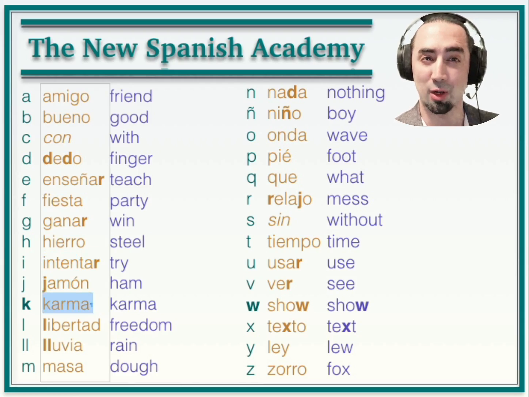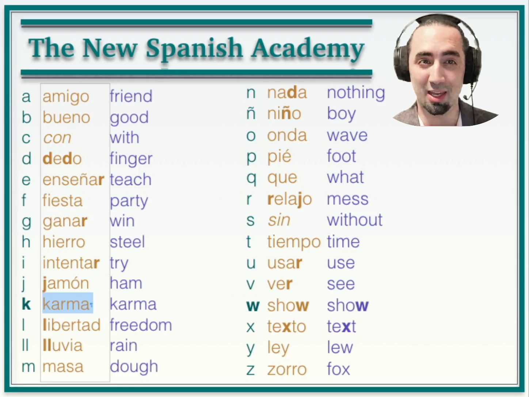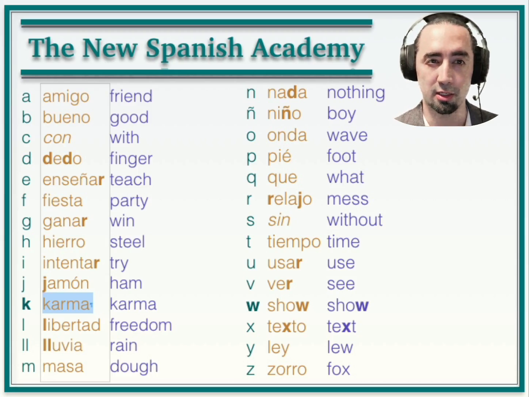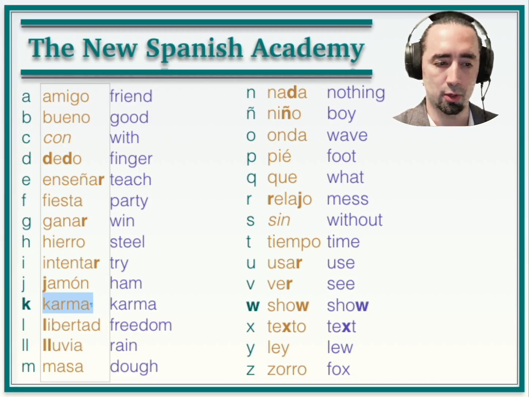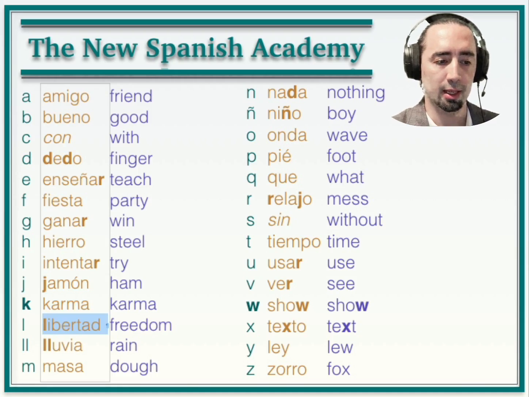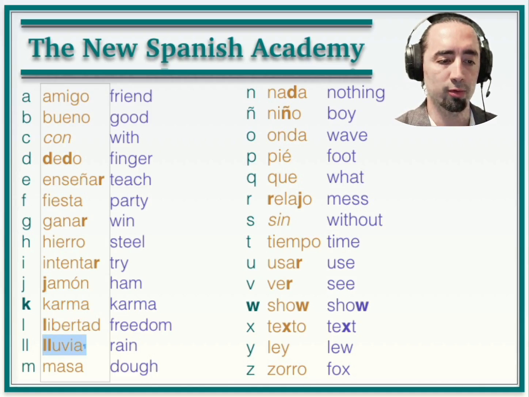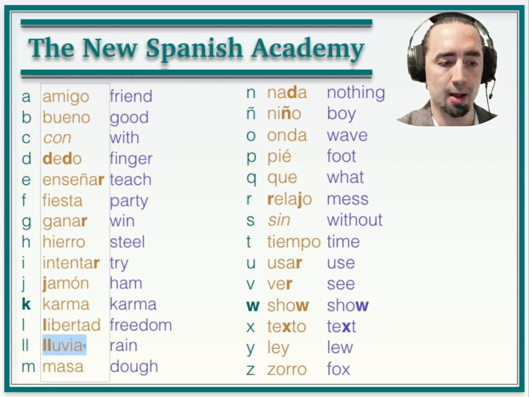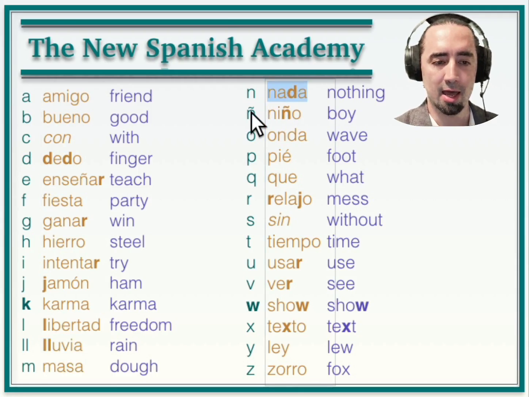K-A-R-M-A. Now, karma starts with a K, and there are few words in Spanish that start with a K, and in this case, as you can see, it's an international word. All right? Libertad, L-I-B-E-R-T-A-D, lluvia, L-U-V-I-A. You can also say W-L-U-V-I-A. Masa, M-A-S-A. Nada, N-A-D-A.